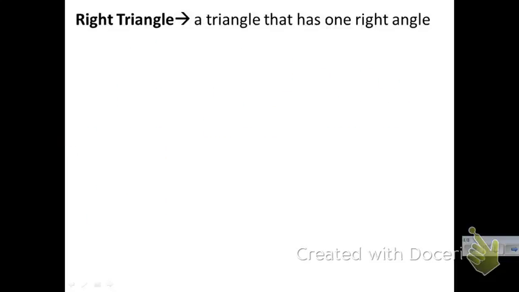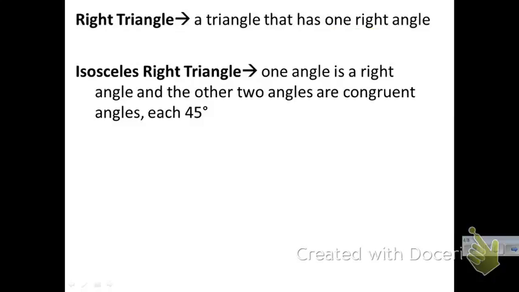Okay, so we did example 1 and 2 to prepare us for this next part. A right triangle is a triangle that has one right angle, and we've actually talked about this before. An isosceles right triangle is when one of the angles is right and the other two angles are congruent. They're exactly the same, and they're each 45 degrees.